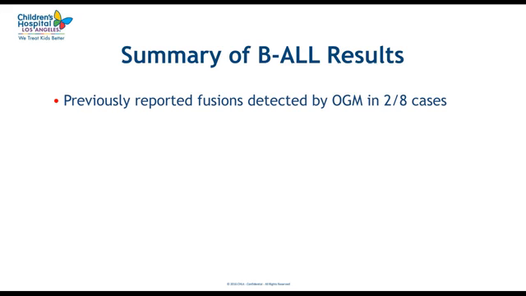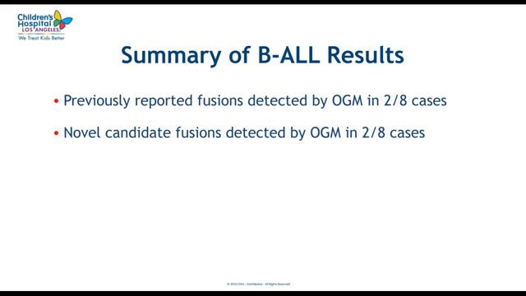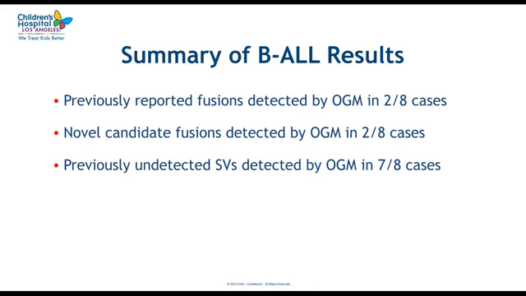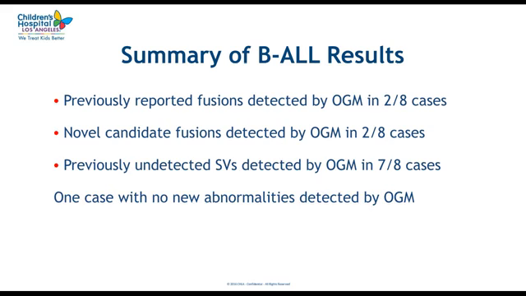So to quickly summarize our experience with BLL cases, previously reported clinically significant fusions were detected in 2 out of 8 cases, and novel candidate fusions were detected in 2 out of 8 cases. And I didn't specifically show this in detail, but in almost all the cases, 7 out of 8, optical genome mapping detected structural variants that were missed by previous karyotype analysis, and that we were unaware of based on other testing that we did in the lab. There was only one case where optical genome mapping did not detect novel structural variants that we were not aware of.